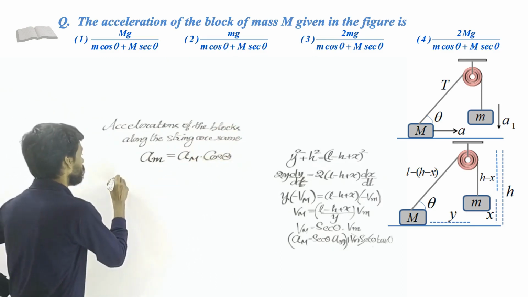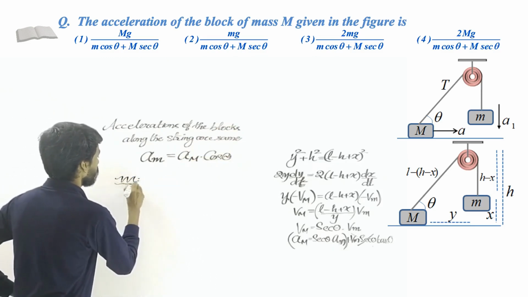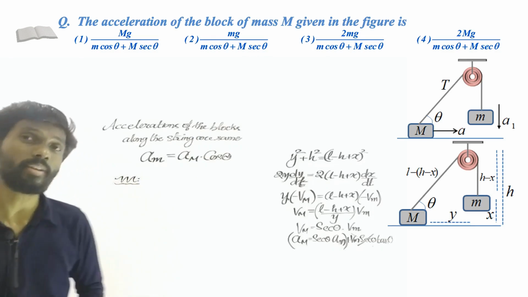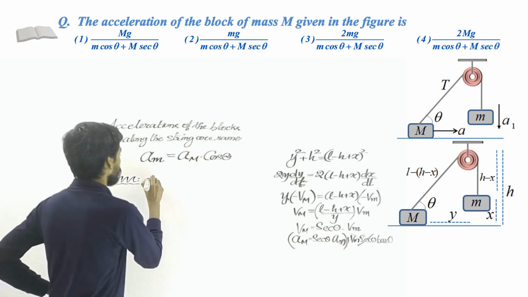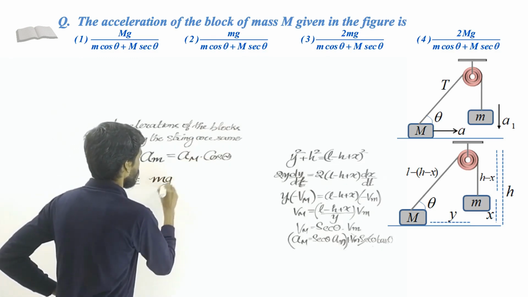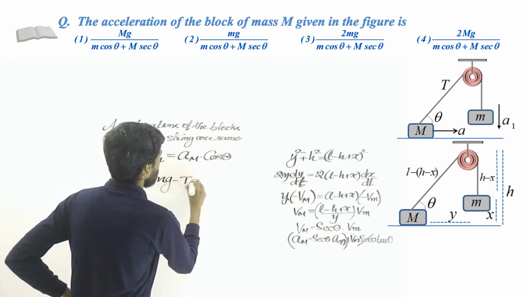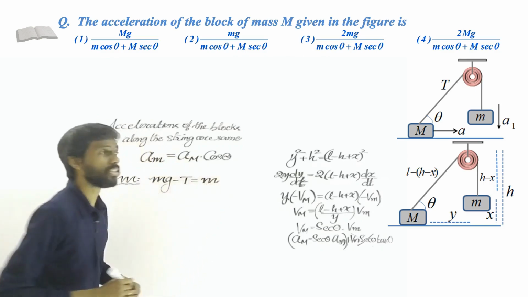So what are the forces acting on the block? That is moving in the downward direction, mg in the downward direction. So mg minus tension in the upward direction, that equals mass times the acceleration of the block.